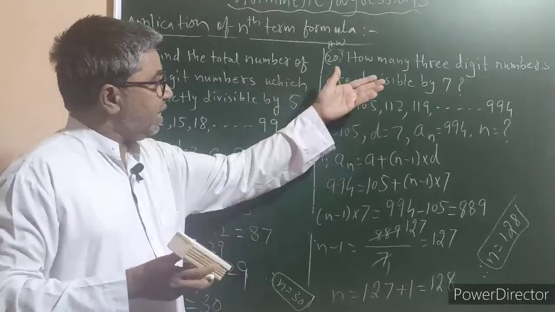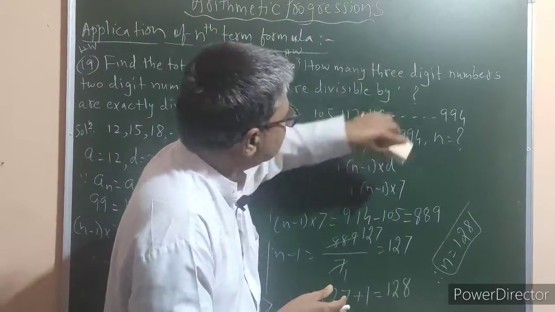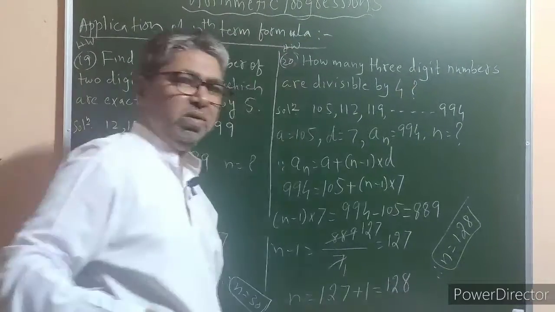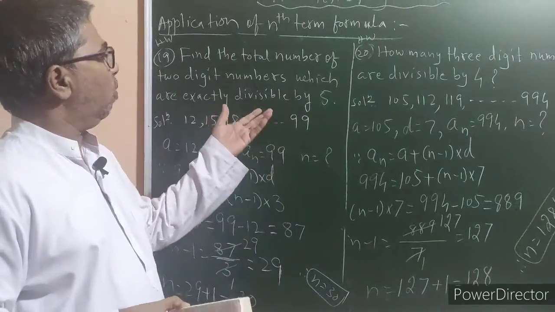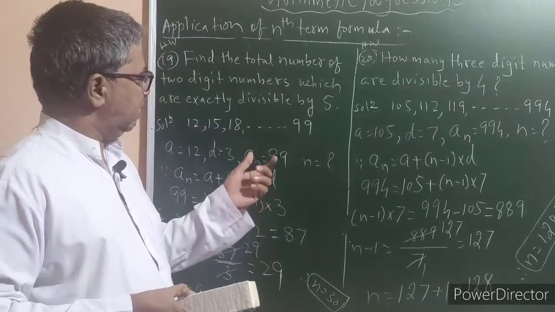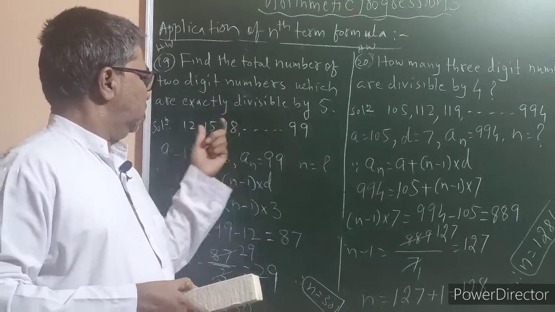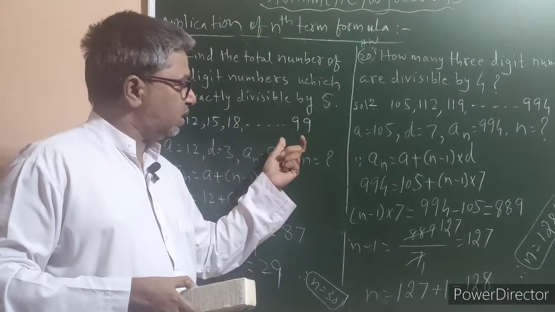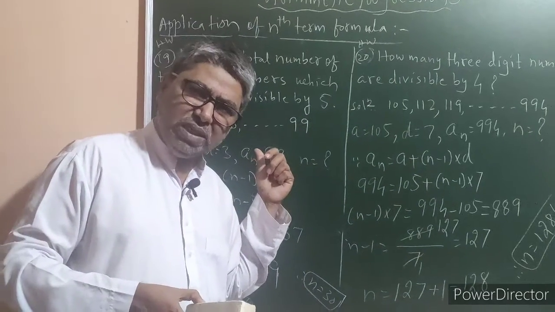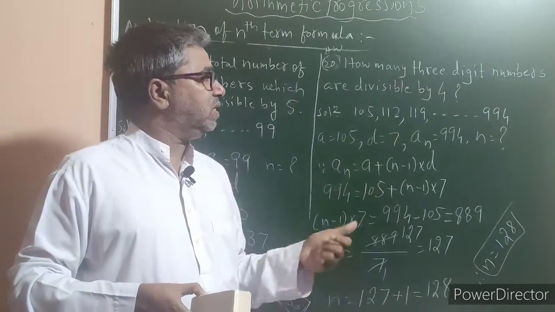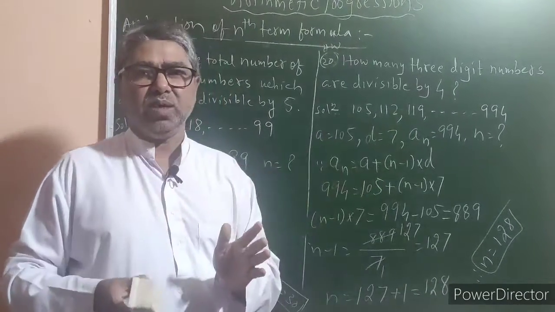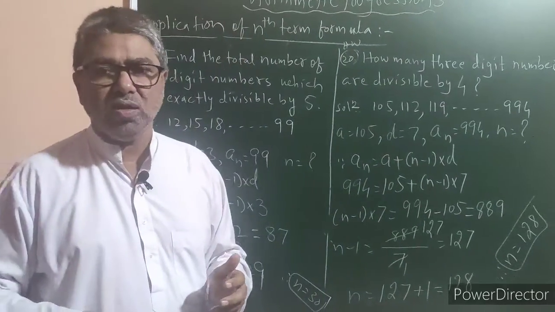Now change this example, this number, write how many 3-digit numbers are exactly divisible by, say, 4. One more example you get. So I hope these two examples you are able to solve. This is by 5, so you have to write the arithmetic progression, and this is by 4. Again 3-digit numbers are there, in this example 2-digit numbers are there. So how many 3-digit numbers are there which are exactly divisible by 4? You have to write one arithmetic progression, and accordingly you have to solve the example.